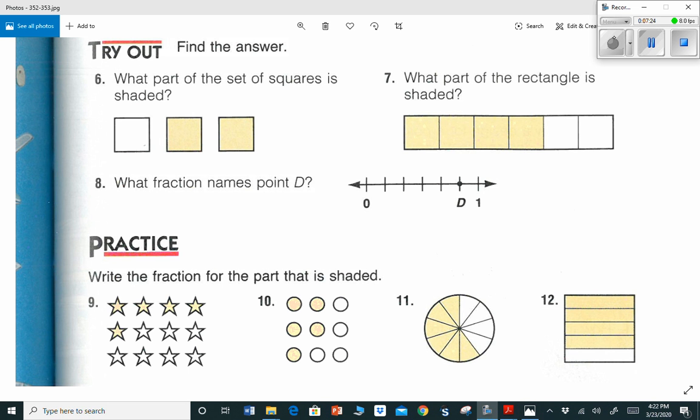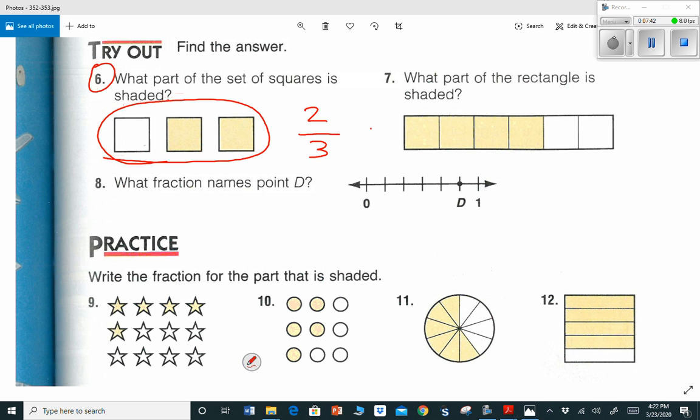Okay, here are some questions for you to answer. What part of the set of squares is shaded? So we have a set of things here, and there are 3 members in the set, and 2 of them are shaded. So you have 2/3 that are shaded.